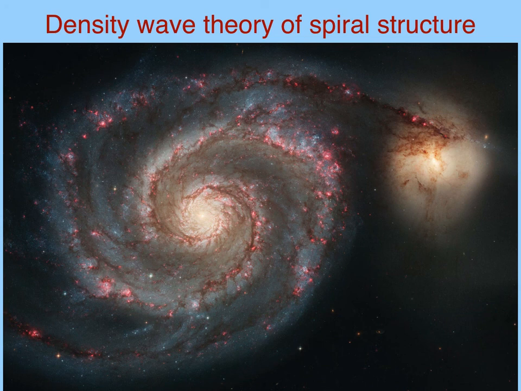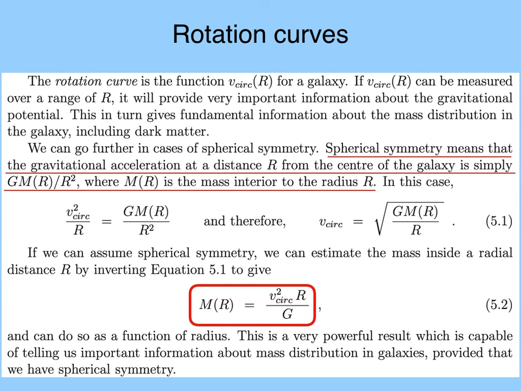The flocculent spirals form in slightly different ways. The rotation curve is the circular velocity of galaxies measured as a function of r. For a spherically symmetric system, we can very well approximate what this function would look like, because the gravitational acceleration at a distance r from the center of the galaxy is simply given as GM by r squared, where M is a function of r and is the mass interior to the radius r.